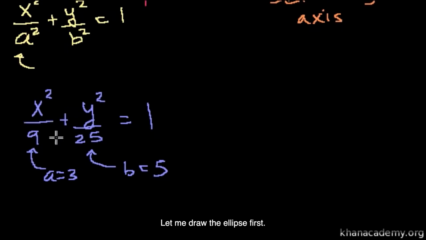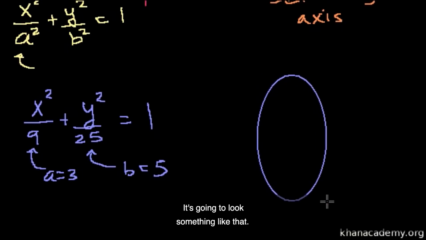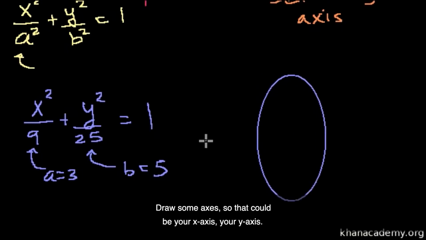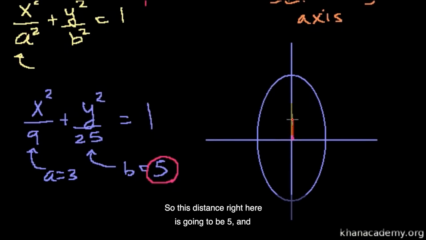So if we wanted to graph this, and once again, this is centered at the origin, let me draw the ellipse first. First of all, our radius in the y direction is larger than our radius in the x direction, so the ellipse is going to be taller and skinnier. It's going to look something like that. Draw some axes. So that could be your x-axis, could be your y-axis. So this distance is your radius in the y direction. This distance right here is going to be 5, and so will this distance.